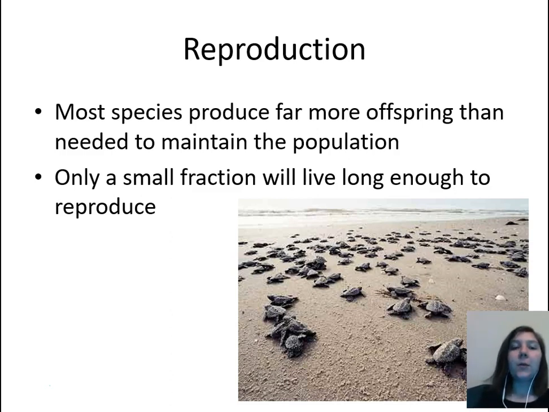Most species produce far more offspring than is needed to maintain the population, and that is because only a fraction of them are going to live long enough to reproduce. So it is increasing the odds that that species will survive by having many offspring in hopes that more organisms will live to reproduce.